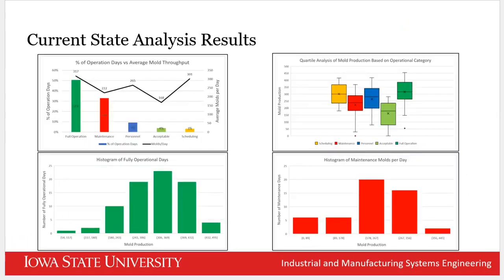And as mentioned earlier by Ryan, we had the 5 categorical days that we wanted to compare the last 9 months of data. And with those 9 months, we broke them down into these categories, which show the percent of the 9 months that those days occupied, as well as their associated average production in the top left corner. And then the top right is the box and whisker plot to break down the percentiles of how much production was given in a day. And from this, we can see that the maintenance and fully operational days are the most common types of days, so we broke those down into the 2 histograms below to show the mold production even more specifically.